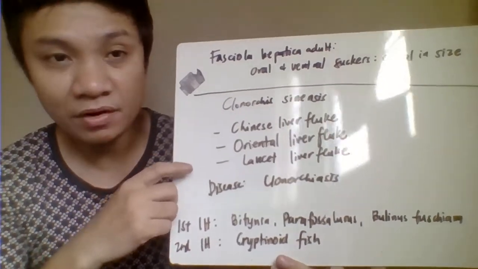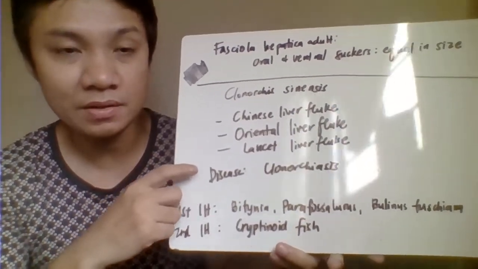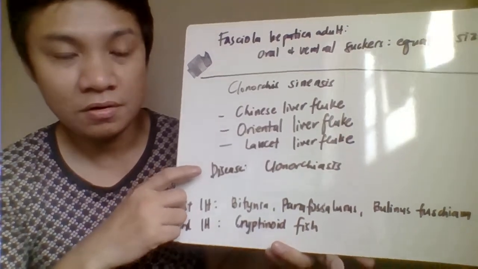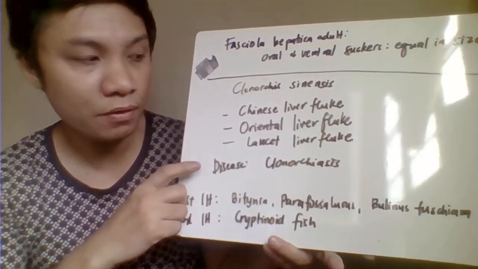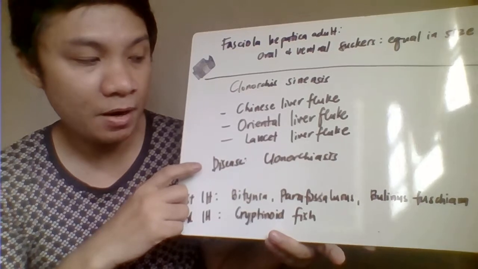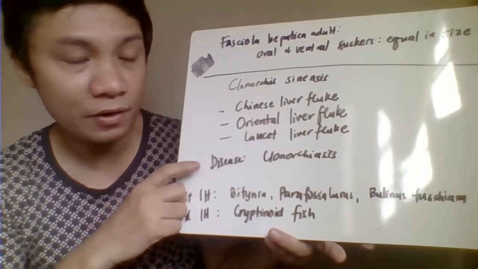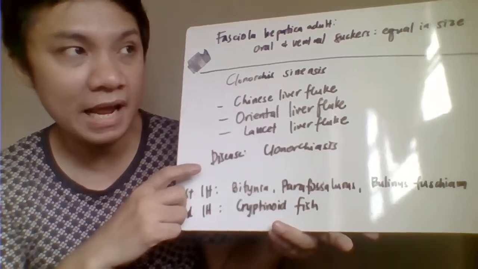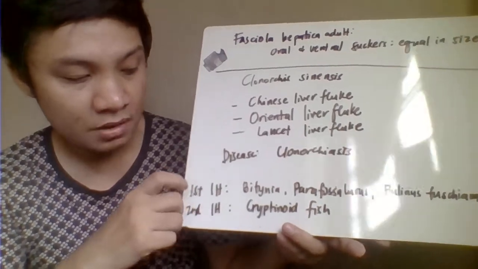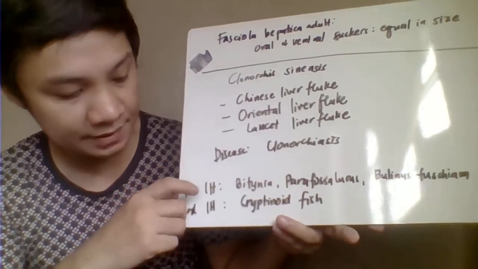Okay, the next one, we have Clonorchis sinensis. Other names for this one are Chinese liver fluke, also called Oriental fluke, or Oriental liver fluke, and we also have Lancet liver fluke. It causes Clonorchiasis.